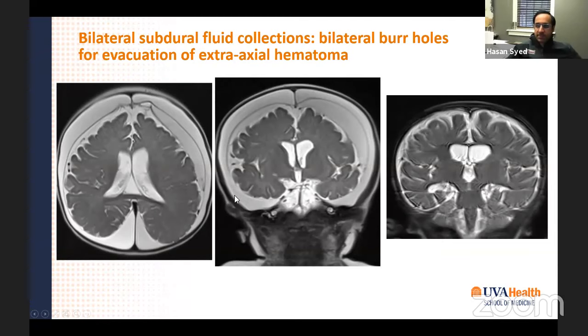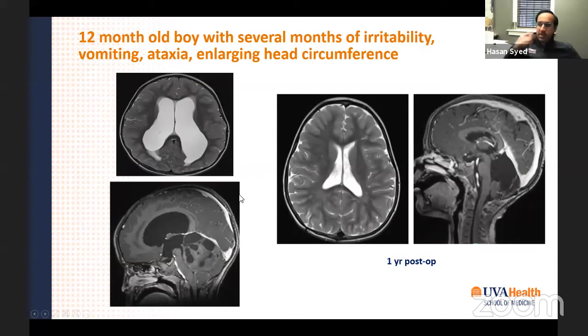with good resolution. Of course, we know kids with tumors can also present differently than adults. This was a 12-month-old who ended up having a pilocytic astrocytoma, was seen with enlarging head circumference and months of ataxia and vomiting. And so it's also critical to note that, and also to do imaging of the whole neuroaxis when it comes to working up brain tumors in kids.